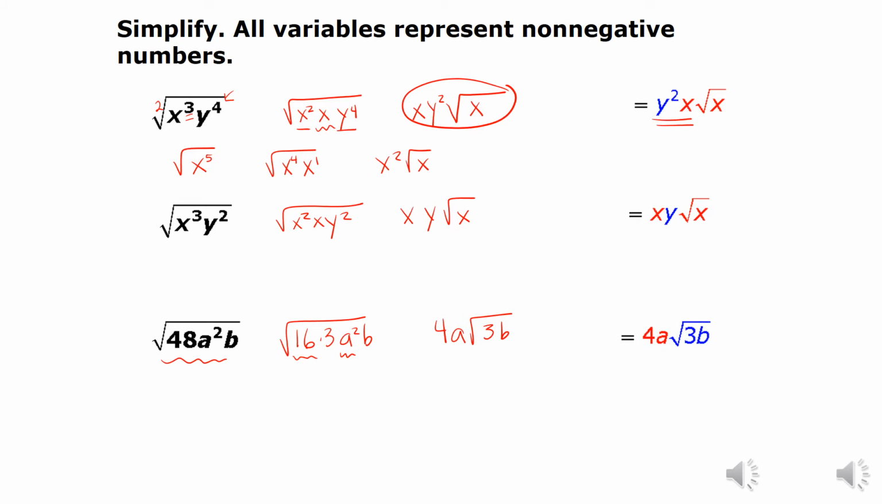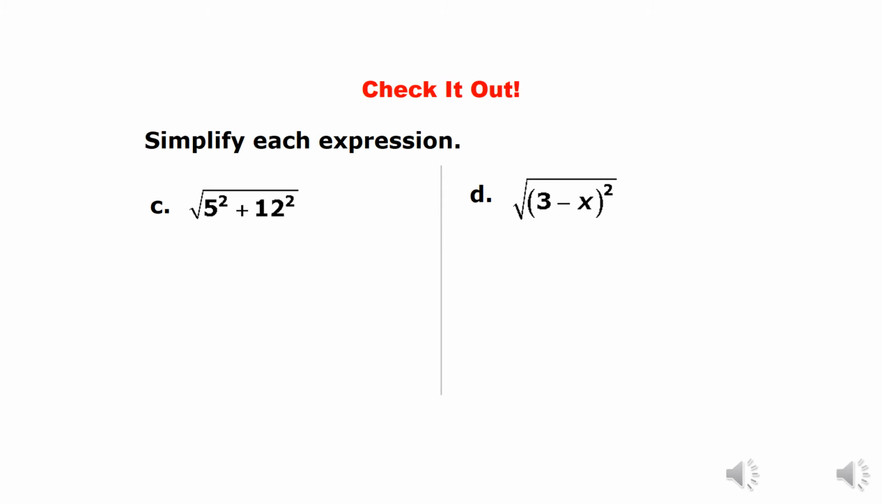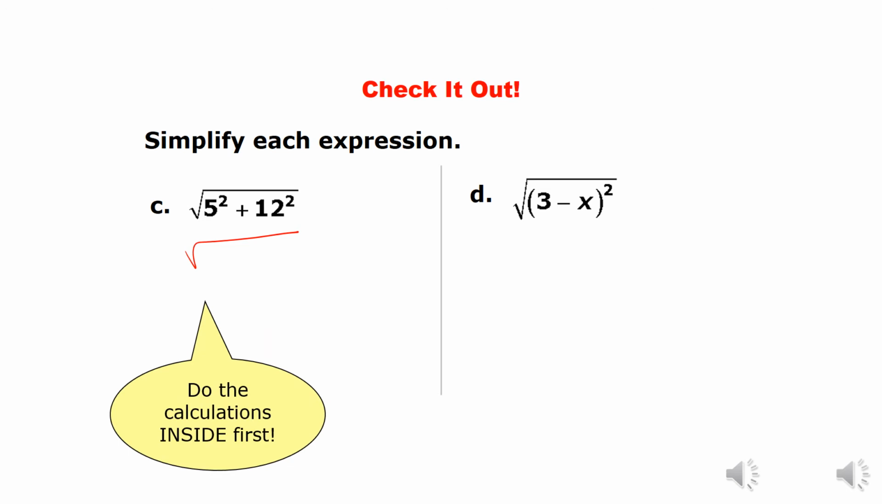All right. Okay, now remember that I said before, if it's an expression inside, you have to combine things and simplify it before you can do the square root. So do the calculation inside first. So 5 squared plus 12 squared equals 25 plus 144. Then you get 169. And then the answer is 13.